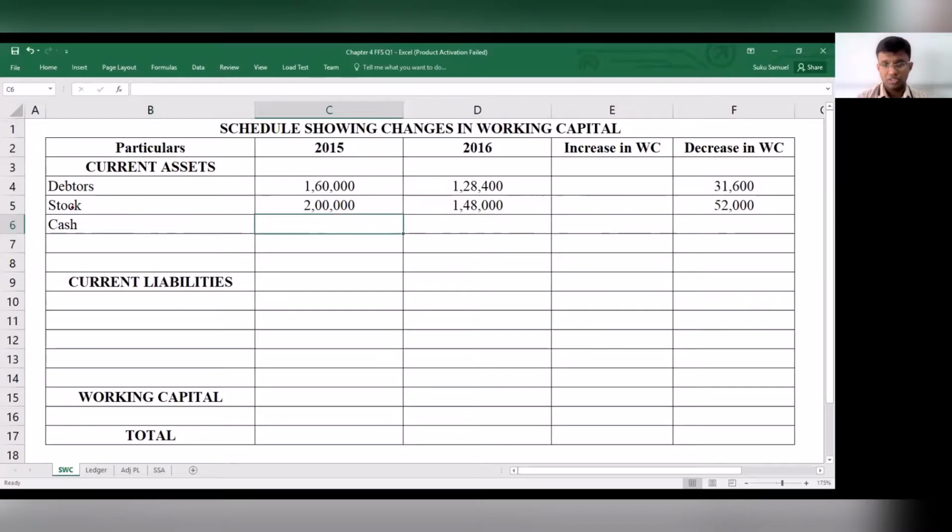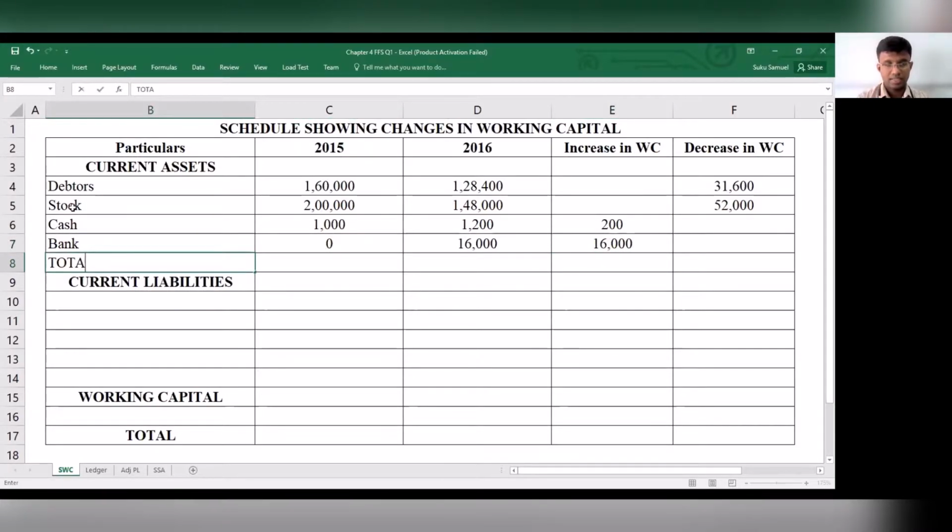Next, we have cash. Cash opening balance is how much? Oh, sorry, it was 1,000. Cash is 1,000, and second year it's 1,200. What impact does it have? Your working capital will increase by 200 rupees. Next, we have bank. Bank in 2015 is 0, and then here it is 16,000. What impact does it have? It will increase by 16,000.